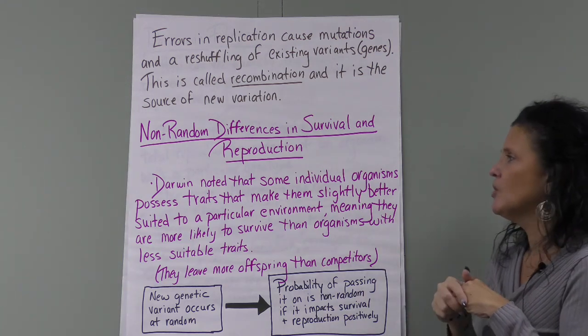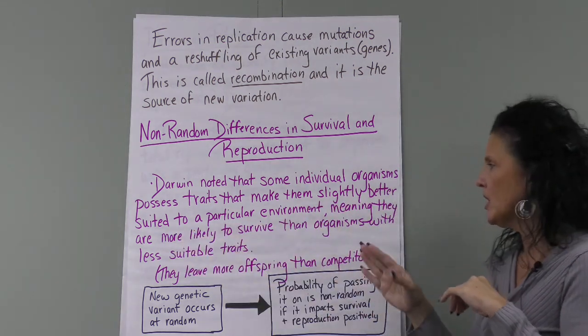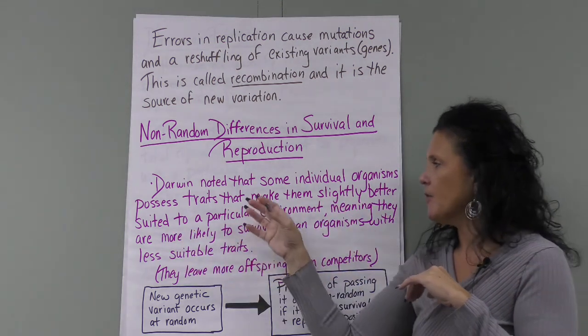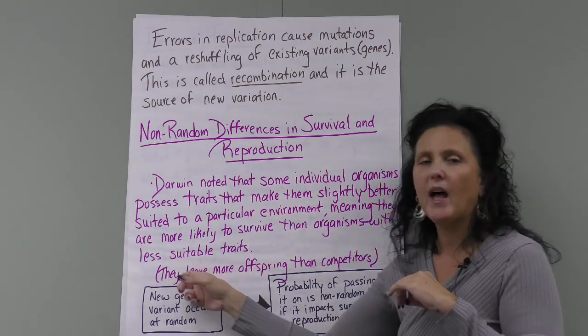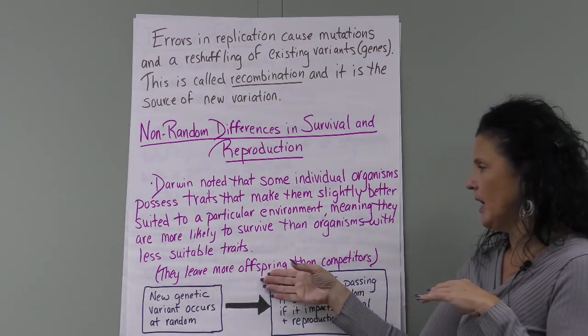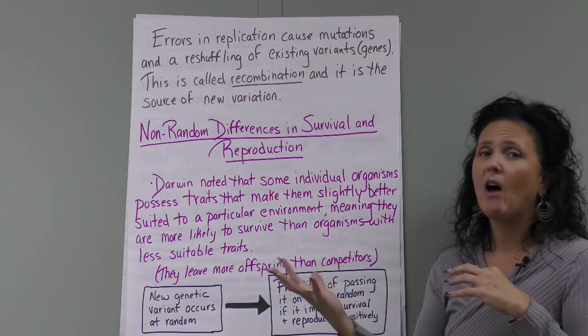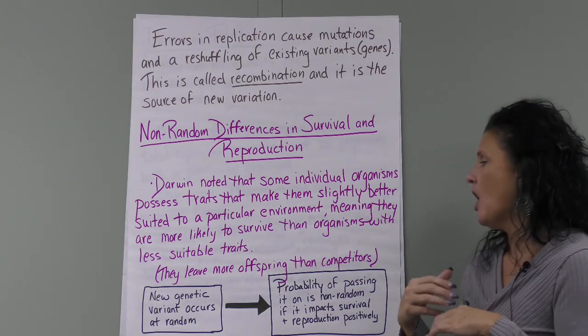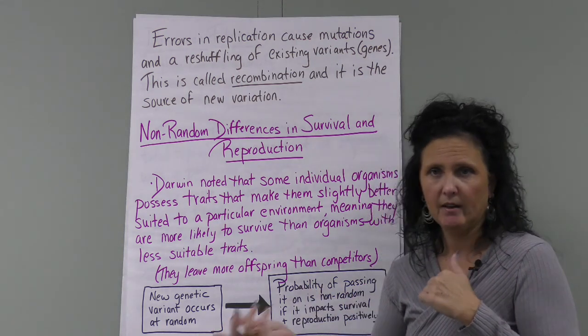Darwin noted that some individual organisms possess traits that make them slightly better suited to a particular environment. If they're better suited to the environment, they're more likely to survive than organisms with less suitable traits. So they leave more offspring than their competitors do. That's what you want, right? You want to outlast your competitors. So if you're outlasting your competitors, then your lineage moves on.